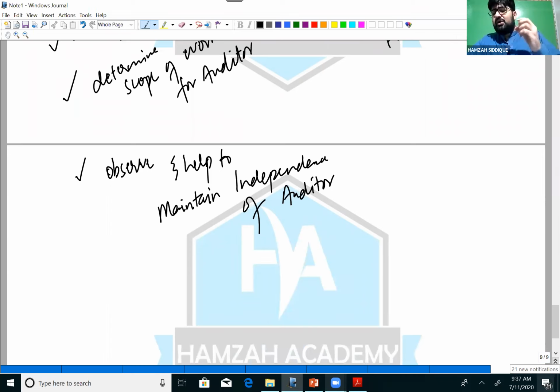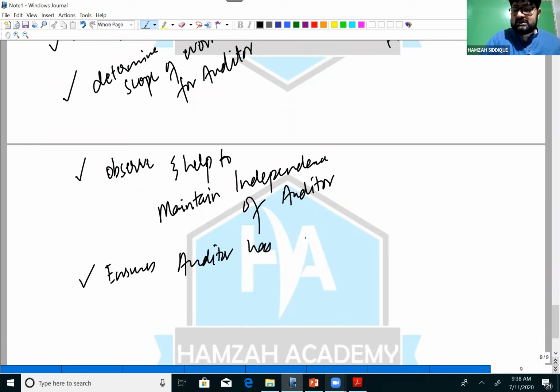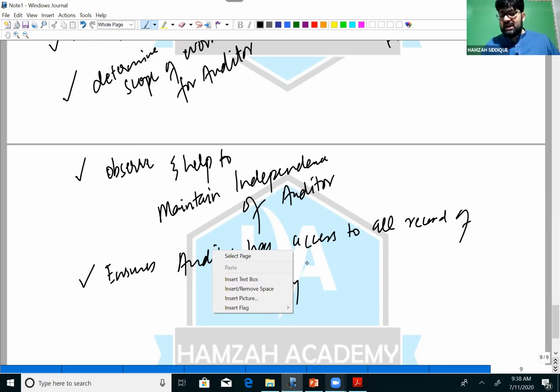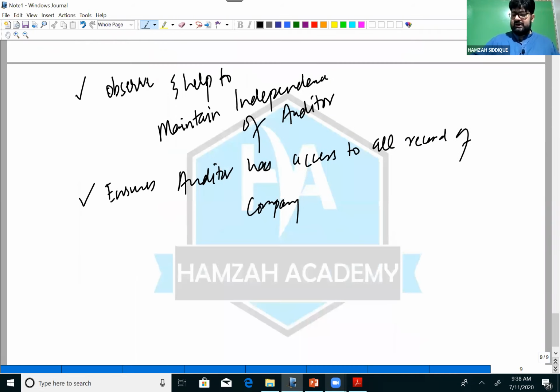So independence means the auditor is independent from all pressure, any influence of the management of the company or any other party. Yes, they observe. They ensure the auditor has access to all records of the company which they need to audit. Whatever they need, they ensure. So these are the things you see here. They are basically working related to the external auditor. Now, let us proceed further.